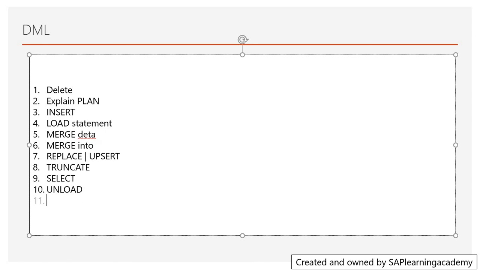And we also have the update. Using the update statement, we do updating in a table or in any column-based table. So that's all about the DML statements available in SAP HANA, the HANA database.